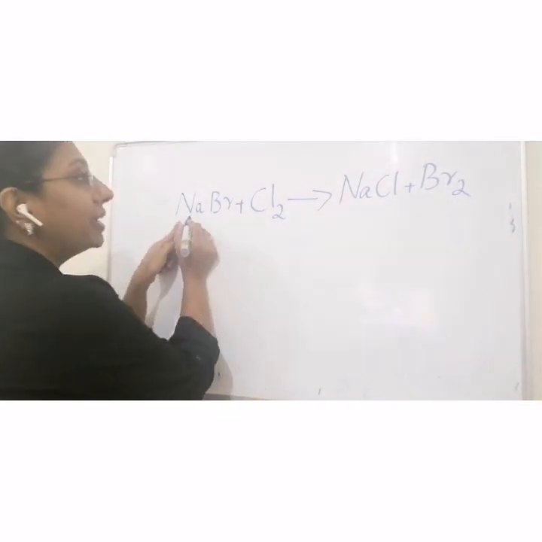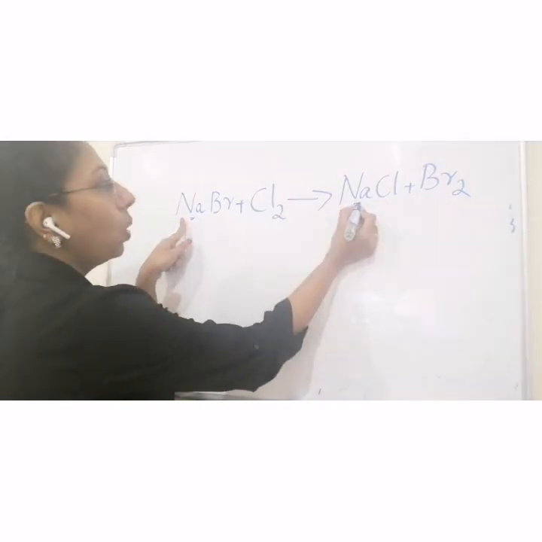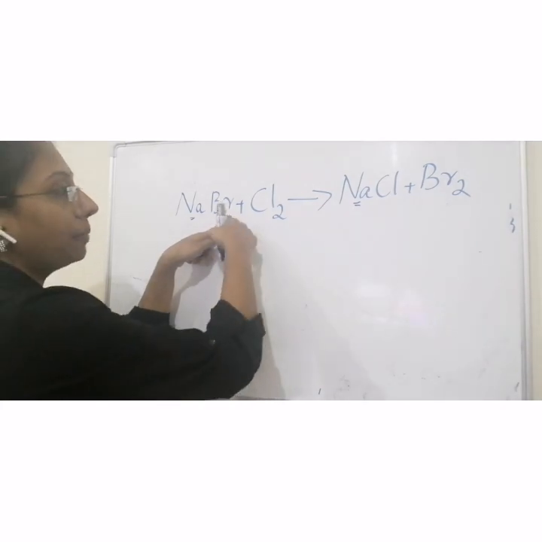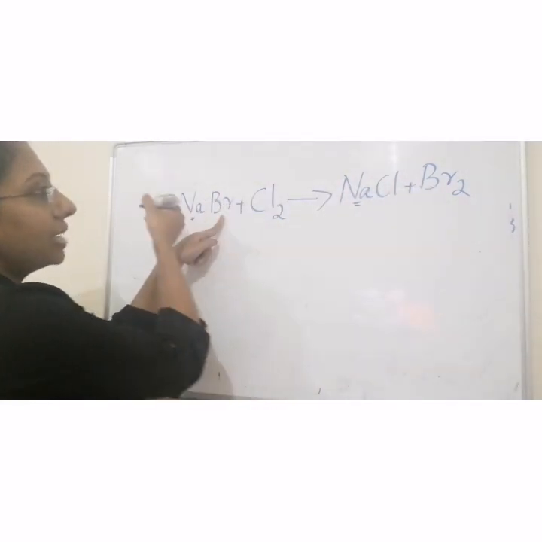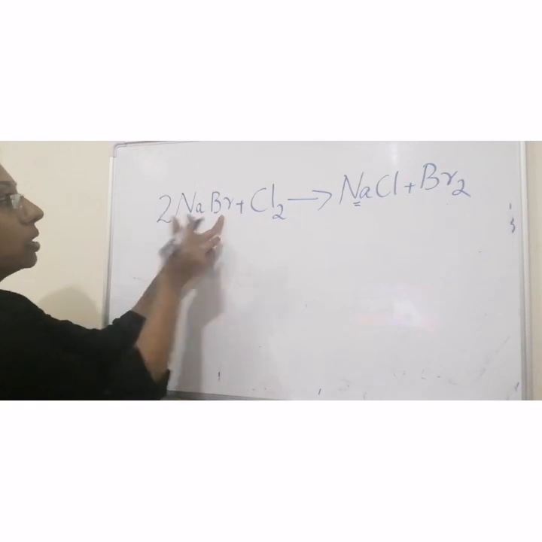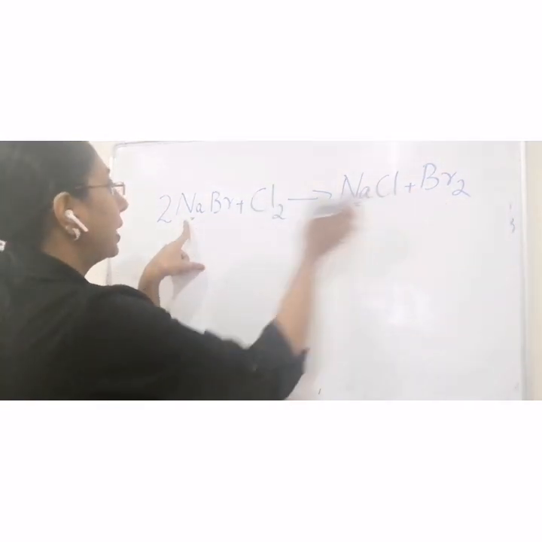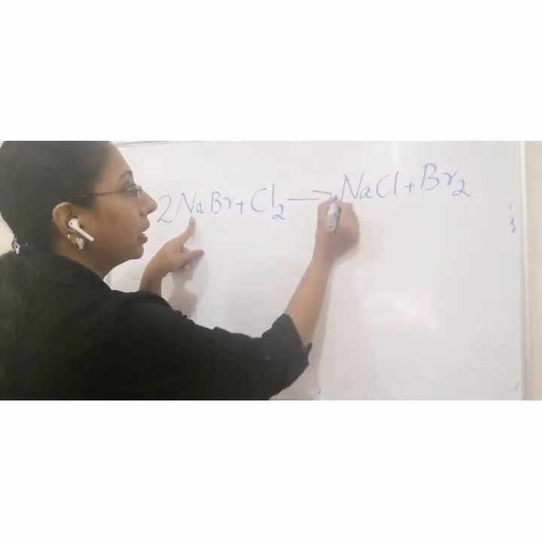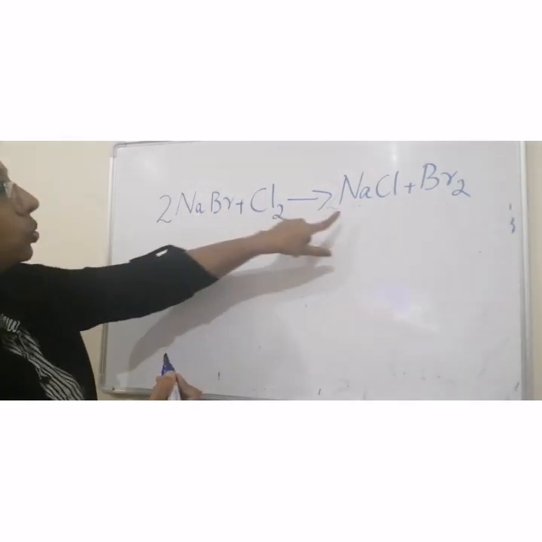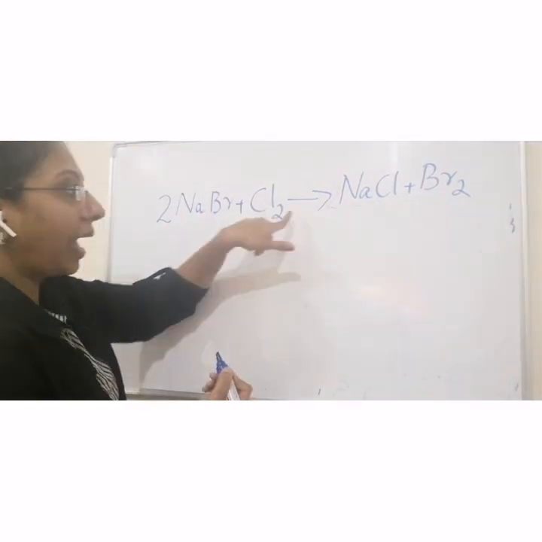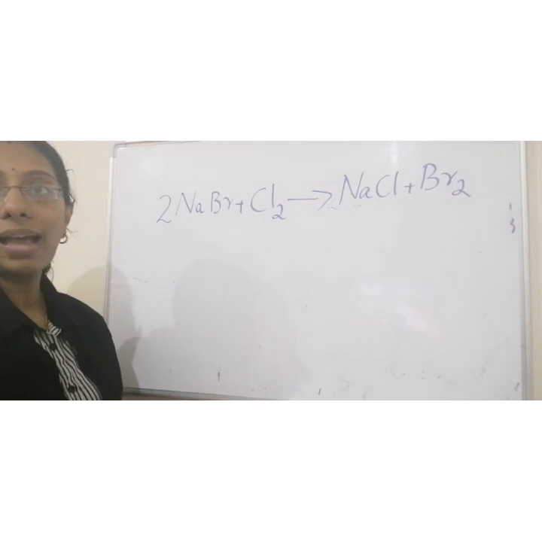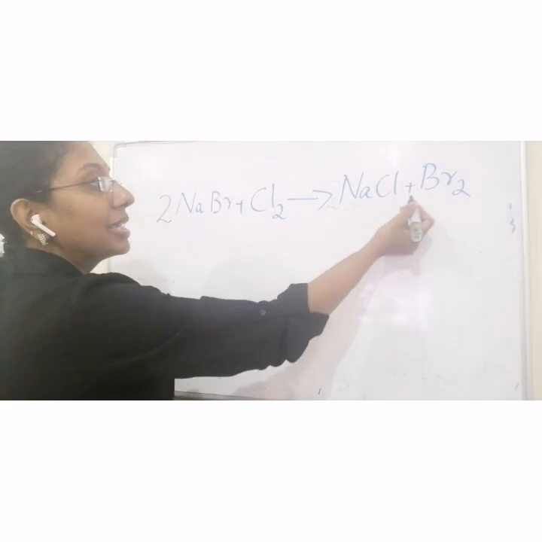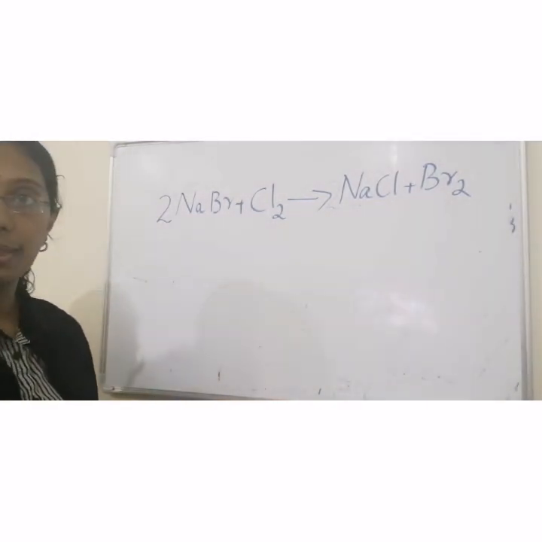So, how many sodium are there? 1 sodium, 1 sodium. How many bromine atoms are there? 2 bromine. Here 1 bromine and here it is 2 bromine. So I'll just simply give here 2. So first you will check, 2 bromine is there, but the problem is that 2 Na. So I have to balance this Na by giving here 2. So it is 2 Na, 2 Na. And this Cl is 2 and this Cl is 2. So the equation is balanced. Clear? That is 2 NaBr plus Cl2 gives NaCl plus Br2. This was a very simple one.